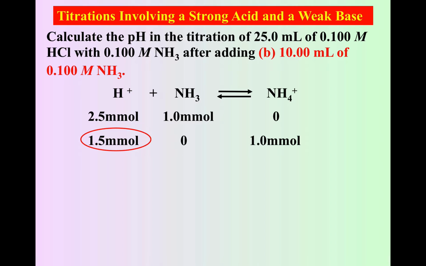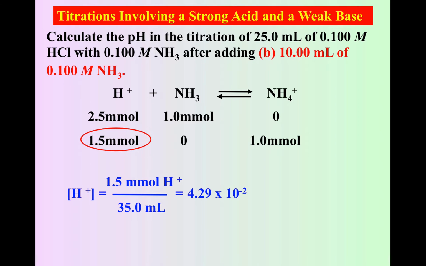I added 10 milliliters to 25, so I've got 35 milliliters of solution. Divide the leftover hydrochloric acid by the volume to get the concentration of the H+. Take the negative log and get the pH after I've added ammonia before the equivalence point.